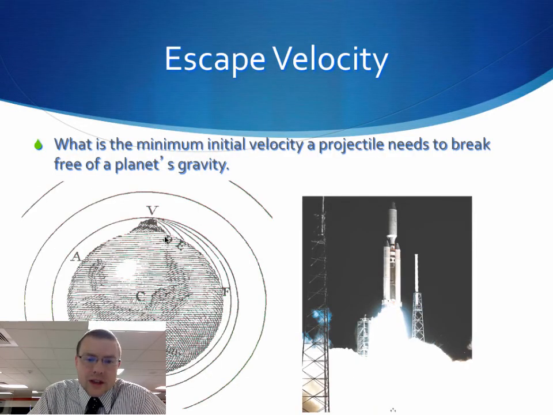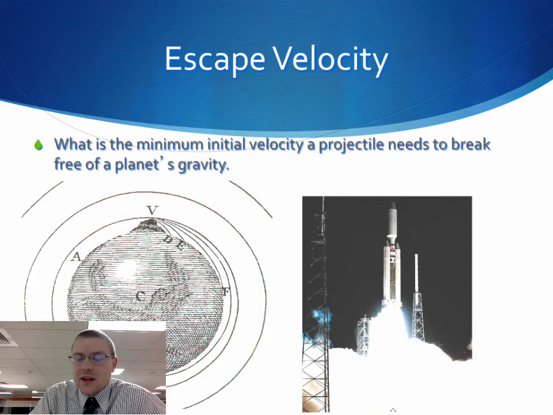So looking at Newton's cannon here again, if you fire faster and faster, eventually you fall around the Earth and never hit it. And that's what orbit is. But could you fire faster? It looks like there's bigger and bigger rings out here. And there is a minimum velocity that we can attain where we can break free of Earth's gravity and escape the planet.